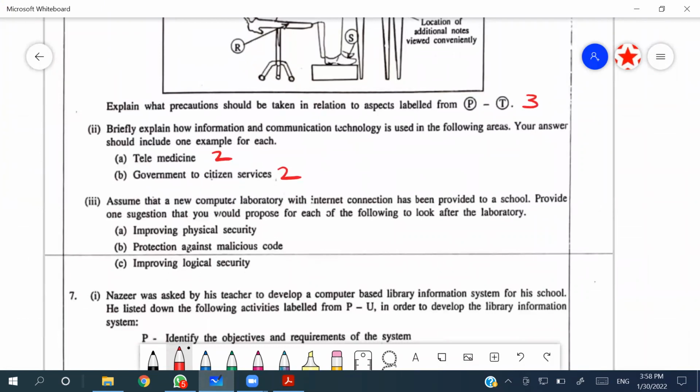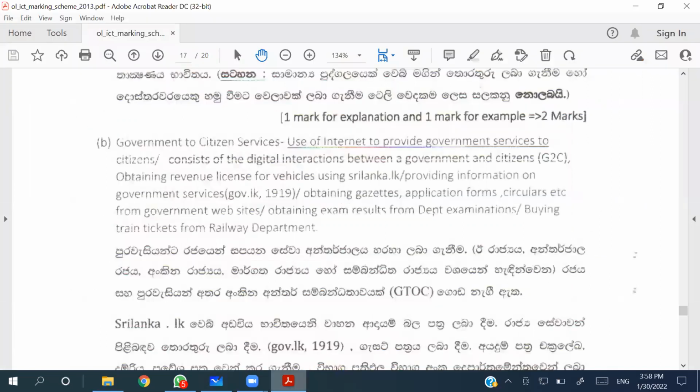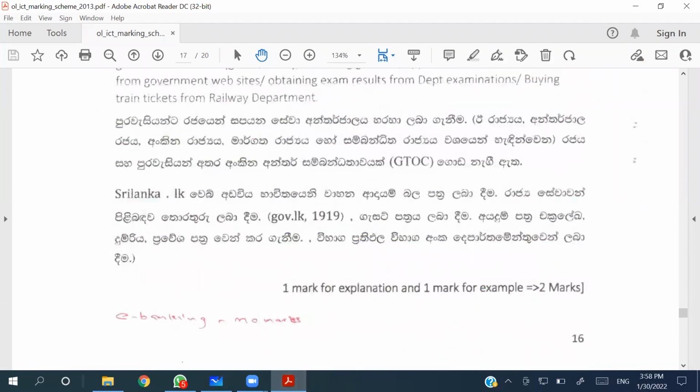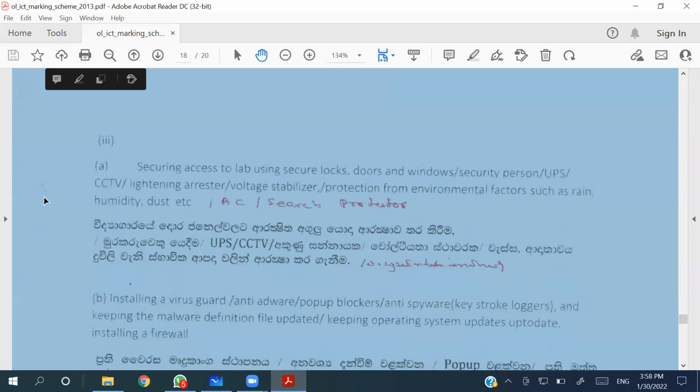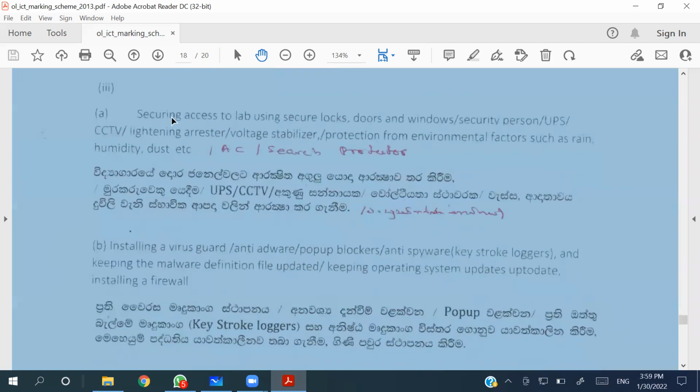So it says, the next part is saying, assume that a new computer laboratory with internet connection has been provided to the school. Provide one suggestion that you would propose for each of the following to look after the laboratory. Improving physical security. So to improve physical security, you can use a lock and some proper grilling, or properly closed doors and locks, all those things, right? Here it comes. Securing access to the lab.